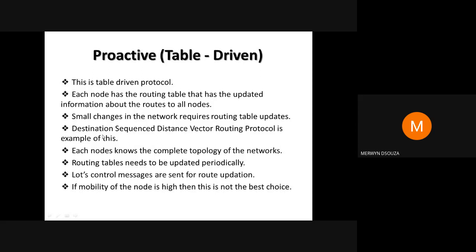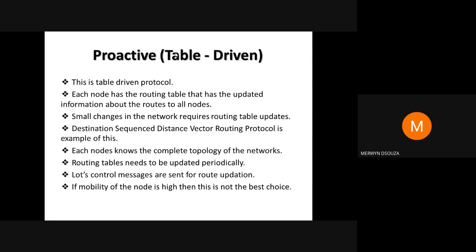The name of the algorithm that we are going to study today is mentioned here. Today we are going to study the destination sequence distance vector routing algorithm, or routing protocol. This algorithm is an example of a proactive routing protocol.